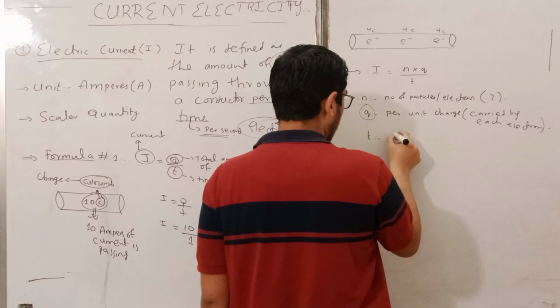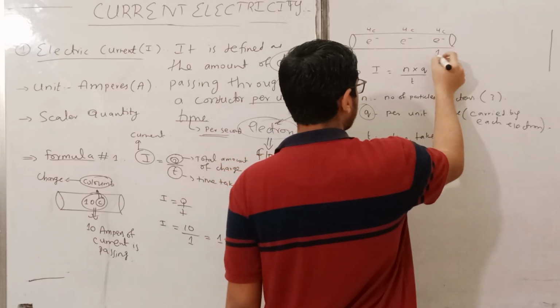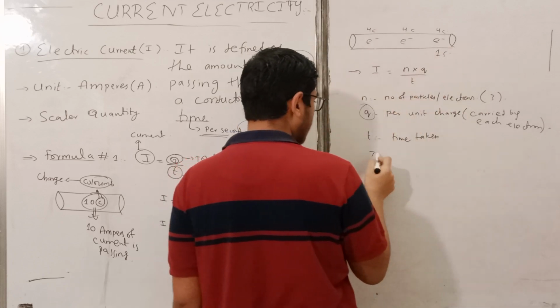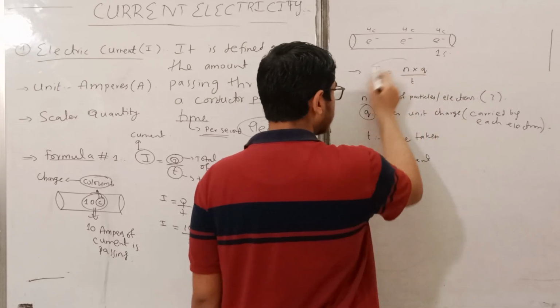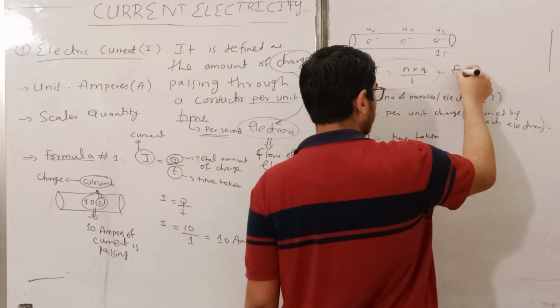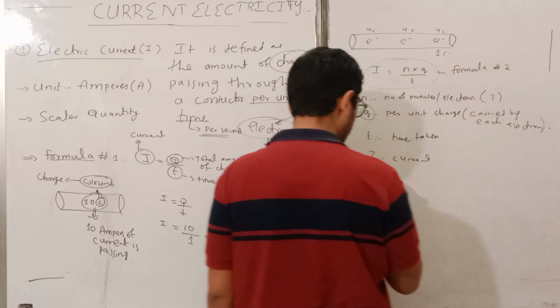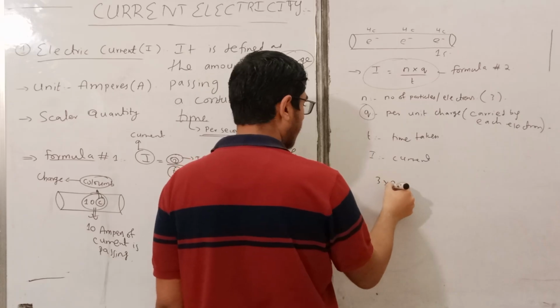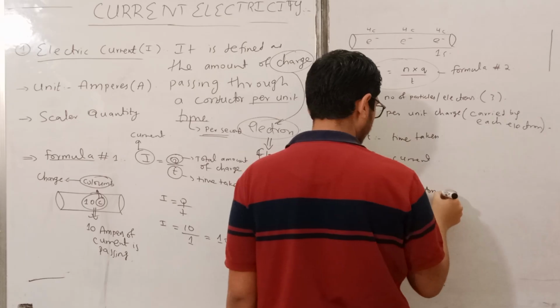T is time taken. Suppose in 1 second, and I is current. Now if we place these values in this formula, that is formula number 2, we will get 3 multiplied by 2 over 1, that is 6 amperes.